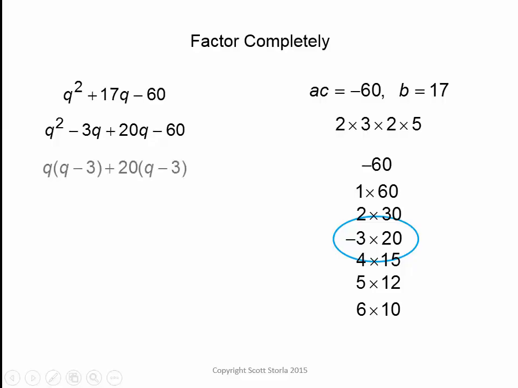Now I factor by grouping, and then to check my factored form, I would distribute and get q squared plus 20 minus 3 would be plus 17q minus 60.